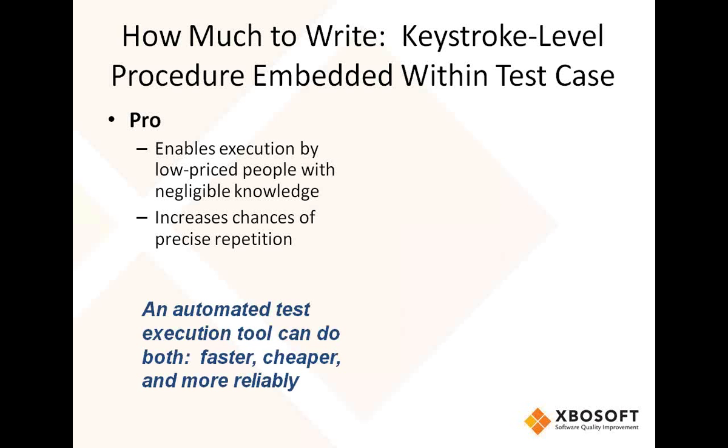First of all, if you are really concerned about precise repetition, an automated test execution tool can precisely repeat a test forever and ever and ever, and ultimately execute it faster and cheaper and certainly more reliably than a human being. So if precise repetition is your objective, I would suggest moving away from humans toward automation. Now, there are a lot of other issues.